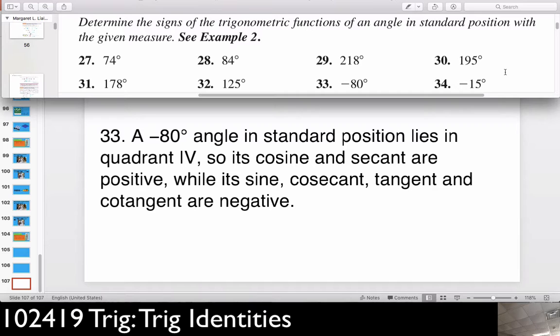So y over r is going to be negative. Cosine, x over r, is positive. Am I going too fast? I thought I was asking what's sine of it, what's cosine of it, but it doesn't want to know that. It just wants to know the sign. I got that. So okay, you didn't need this one done. What's the next one?